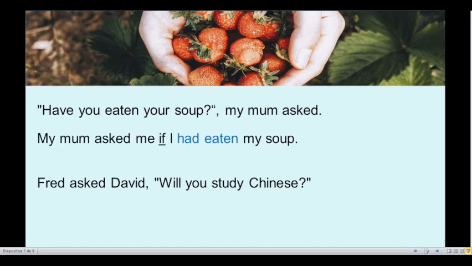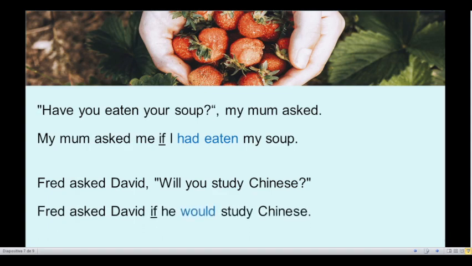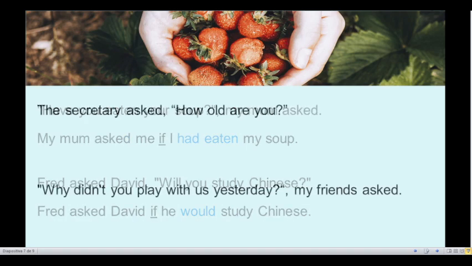The second one. Fred asked David, will you study Chinese? Okay, let's see the reported speech. Fred asked David if he would study Chinese. Very good. Let's finish with two more questions.